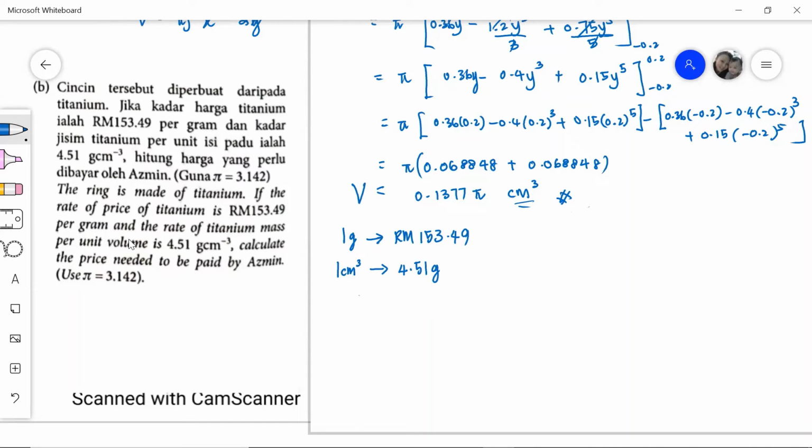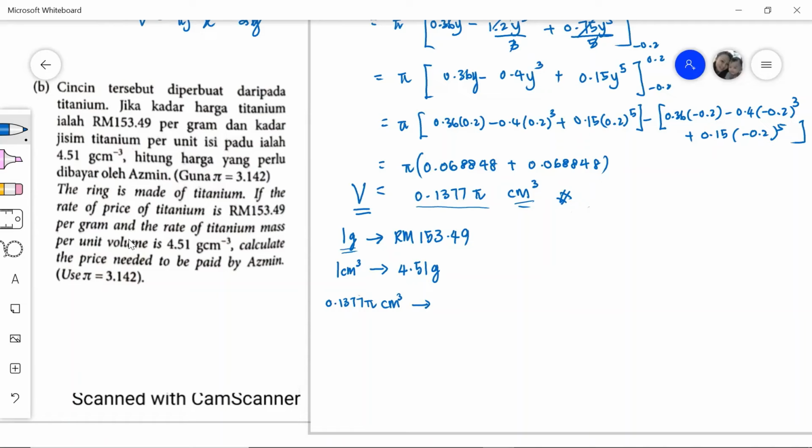So what have we found in A? We found the volume used to make the ring. That means from the volume of the ring, whereby the ring is made of titanium, the volume of the ring will also be equivalent to the volume of the titanium used. Therefore, from the volume of the titanium used, we can find the mass because we need the mass to get the price. So let's find the mass first. So if every 1 cm cube, we got 4.51 gram, so over here we have 0.1377 pi cm cube.